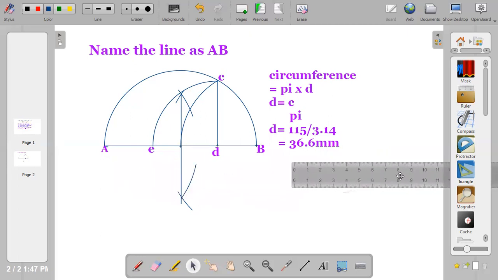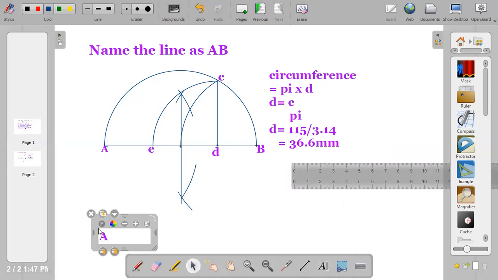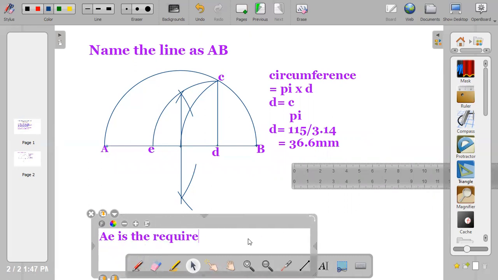So AE is the required diameter. And AE equals 36.6 millimeters.